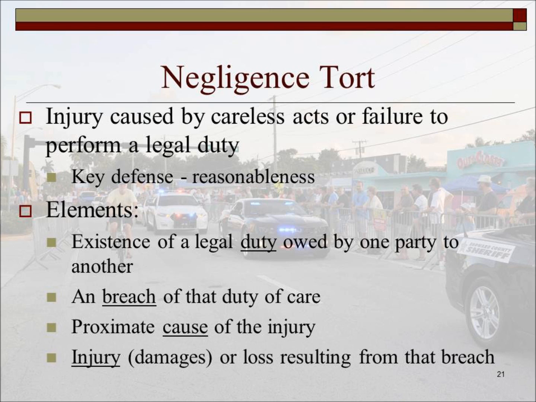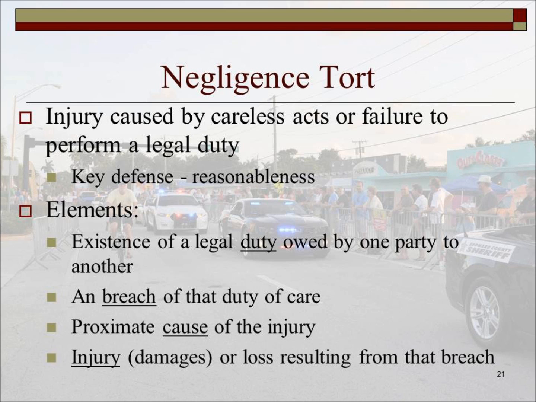The next element, causation. Now, causation can either be actual or proximate. Actual means there's a direct correlation between the breach of duty and the damages. Here in this case, in my scenario where a police officer is not paying attention, maybe checking the CAD, and rear-ends a vehicle that stopped at a red light, there is actual causation.